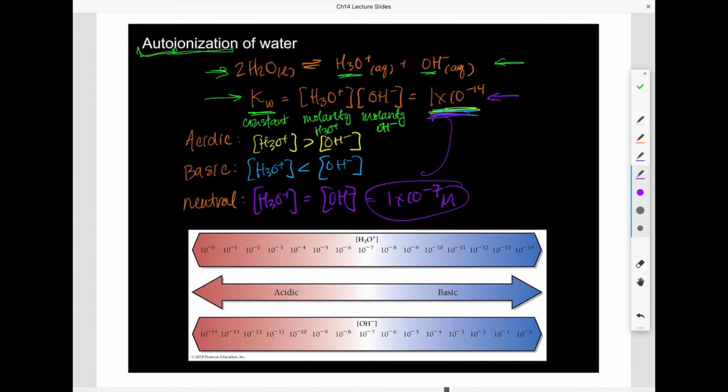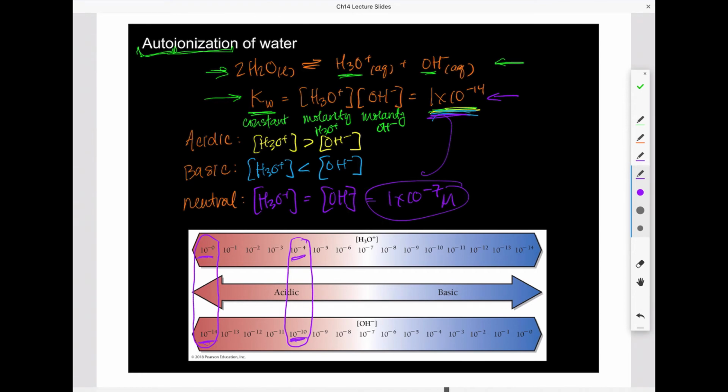All right. So then here's one of the figures from your book that just tries to emphasize that. If my hydronium ion concentration is 10 to the negative 0, this is going to be 10 to the negative 14th because the product always has to be 1 times 10 to the negative 14th. Or here, for example, if the concentration of hydronium is 10 to the negative 4, this one is going to be 10 to the negative 10 because, again, the product always has to be 1 times 10 to the negative 14th.